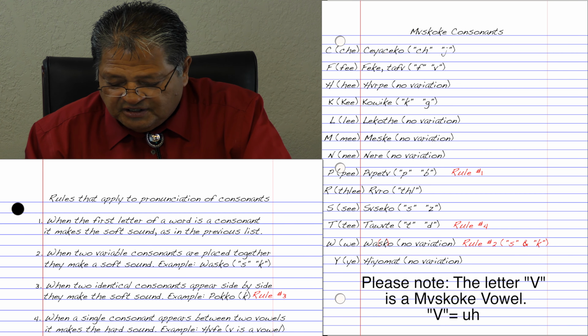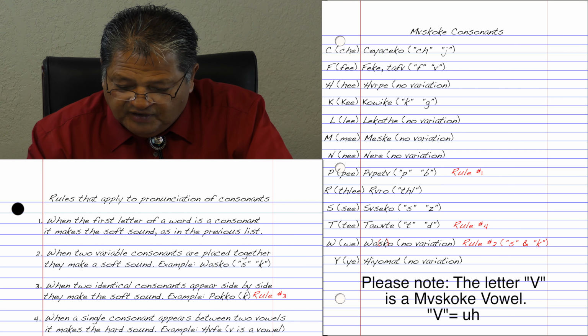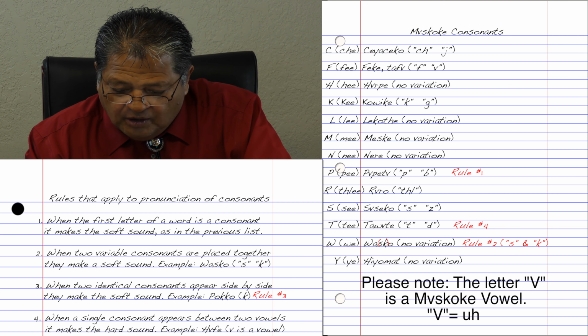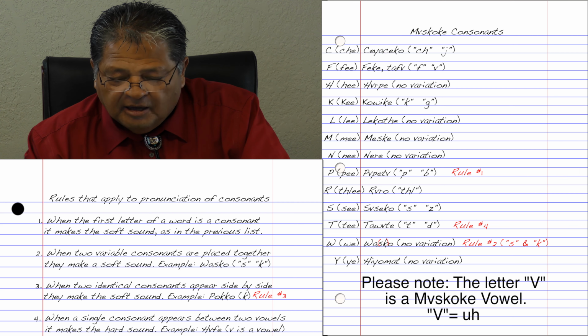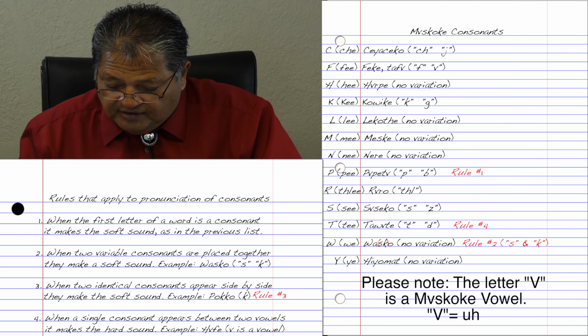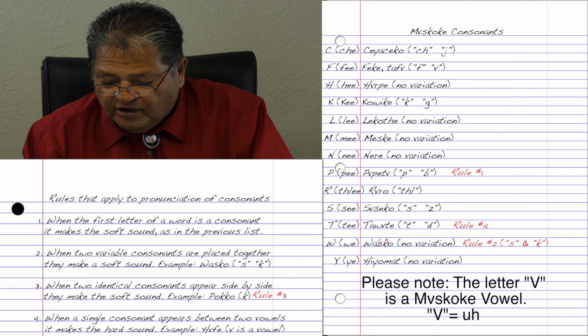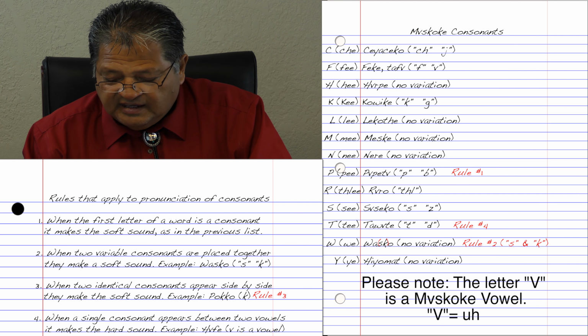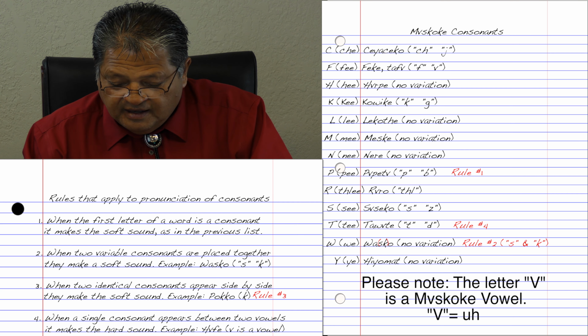When a single consonant appears between two vowels, and in that word, tawadi, the last D appears between an A and an E, which are two vowels, it always makes a hard sound. I've got an example there of the word hovey, hovey. See how that F sounds like a V? Hovey.